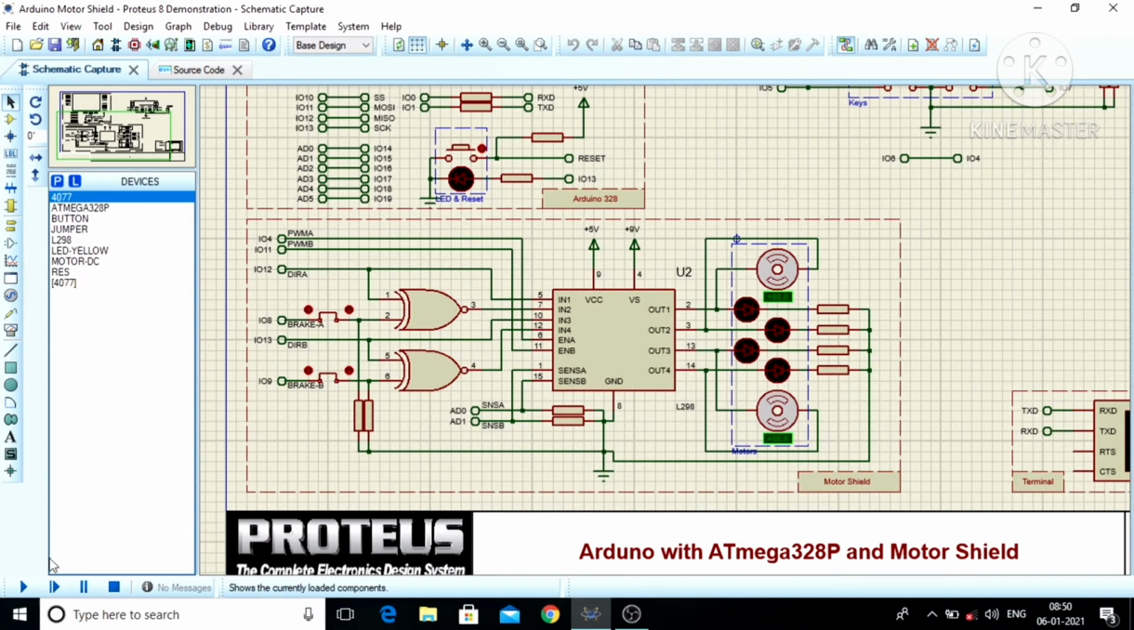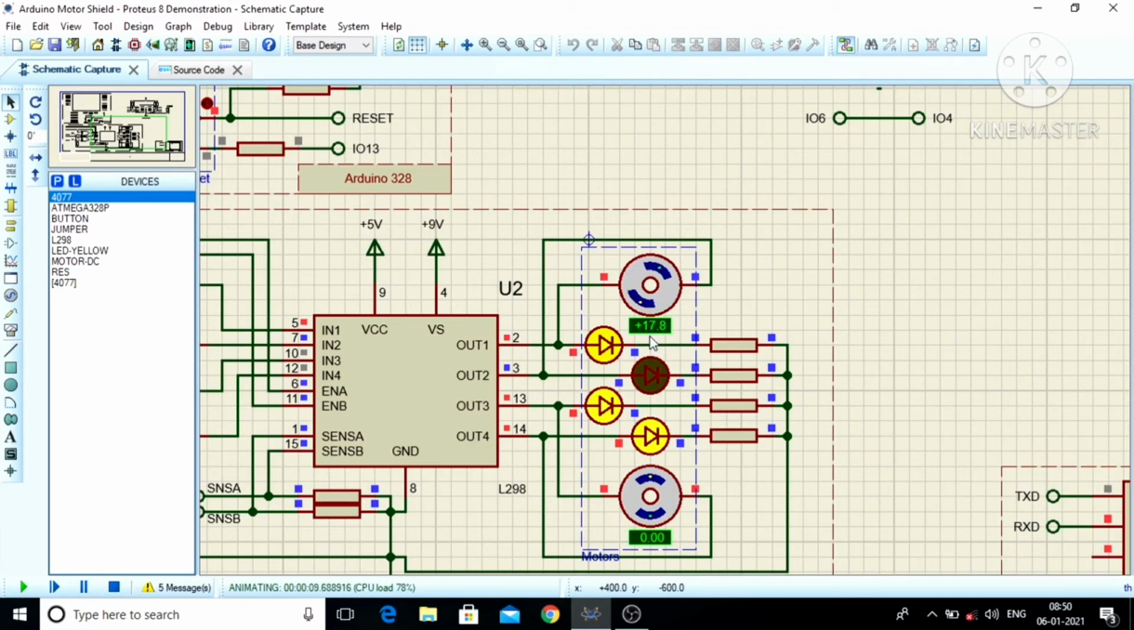Now I will run the simulation. As you can see, the speed of the motor is increasing. Now it is settled at 38.3 RPM in the clockwise direction.